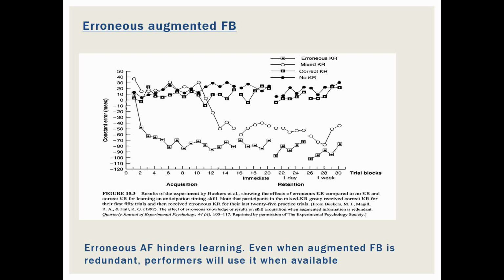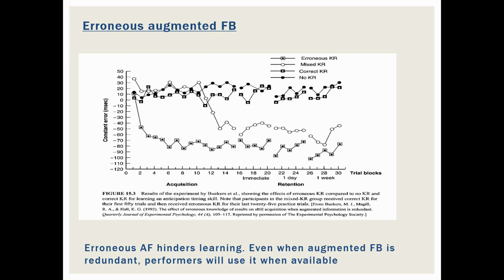And we can see that really clearly in this mixed group. This mixed group was given correct knowledge of results first, and they actually performed really well. But immediately when the study switched from correct knowledge of results to erroneous knowledge of results, performance was extremely affected. That means that even when learners know how to do a skill differently because they've been instructed correctly, once you start giving them incorrect information, they actually start using that incorrect information and it affects their performance.